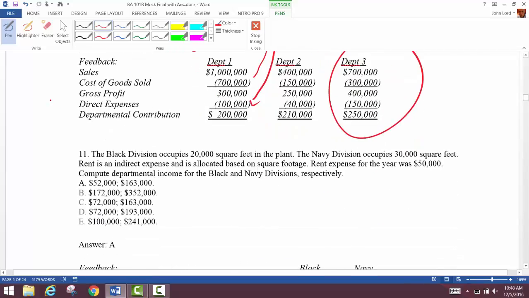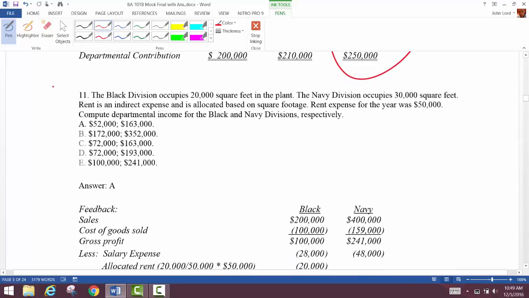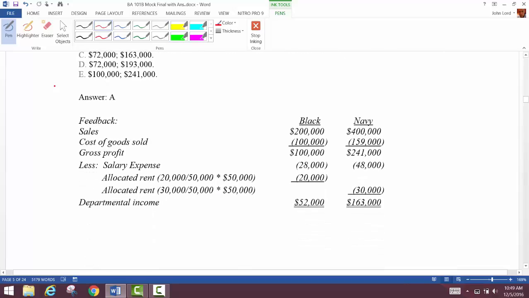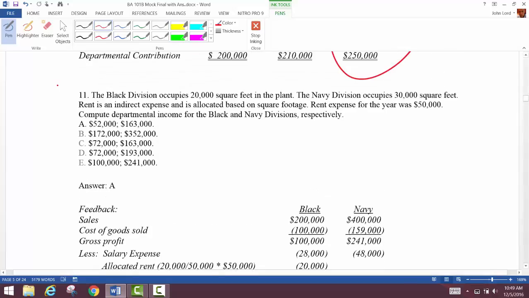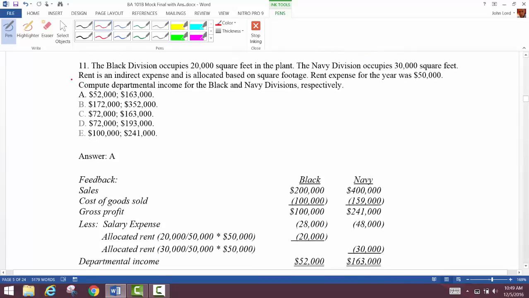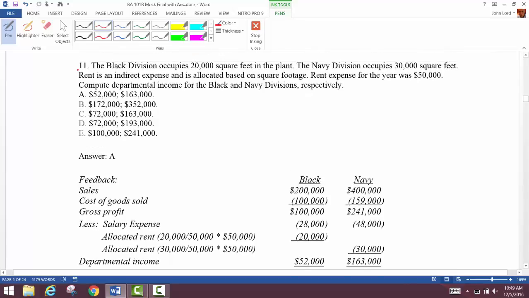Okay, good. Let's take a look at number 11, and we have the black division and the navy division. Oh, that was the one that didn't have any information? Yeah, okay. I guess the answer was, what did they want? Which one has the largest? We needed departmental income for each one of them. Is it in one of the quizzes with all the information? Okay.